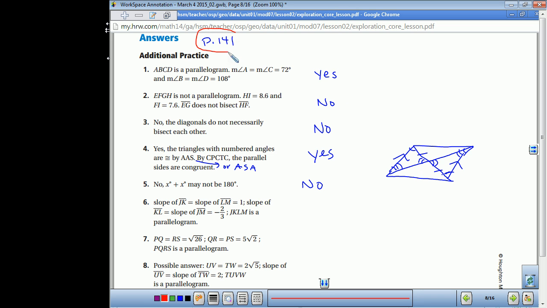And then page 141. Apparently I wrote on the board yesterday page 140 instead of 141. So if you copied it off the board, you didn't do these problems. But if you check the calendar, then you did. So I had a little oops. Page 141. Sorry.